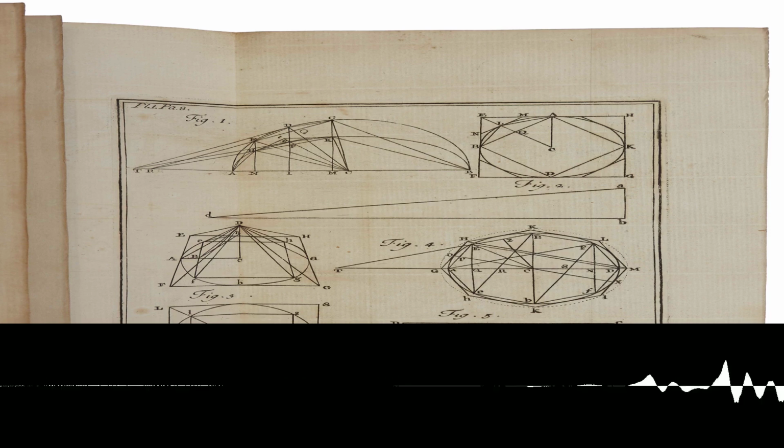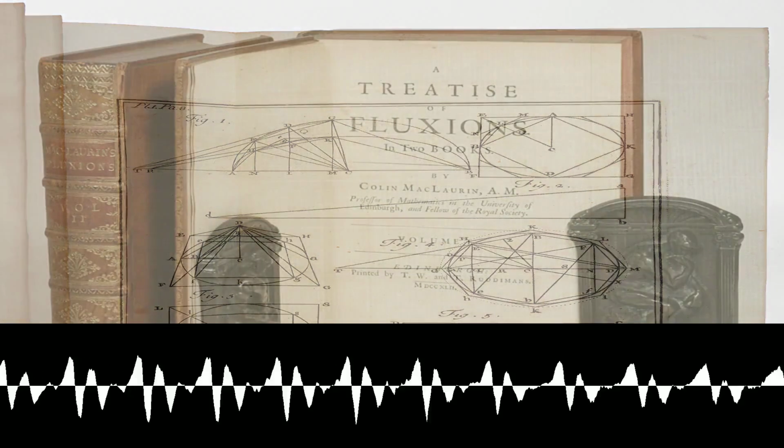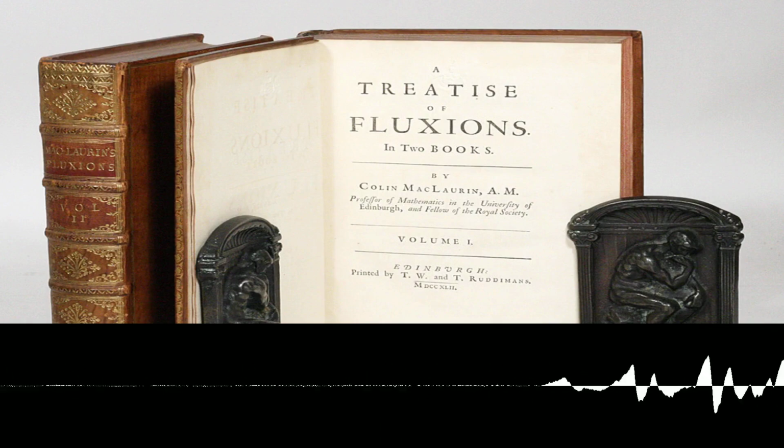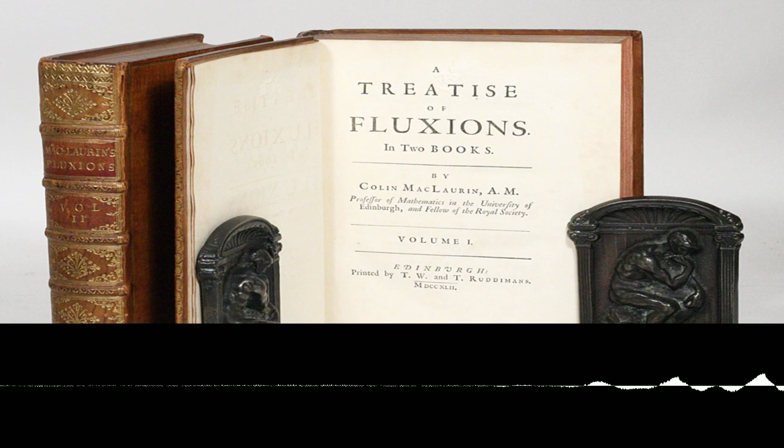He presented the expansion of a function f of x as the sum of a series of terms: f of 0, plus x times the first fluxion of f evaluated at 0, plus x squared divided by 2 factorial times the second fluxion of f at 0, and so on.